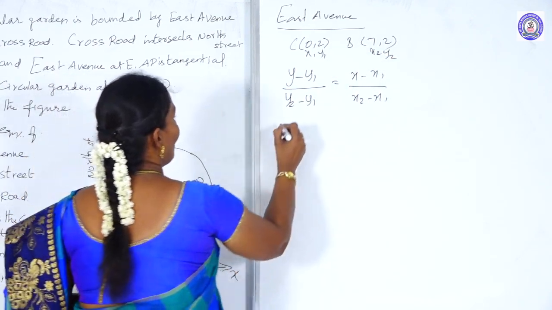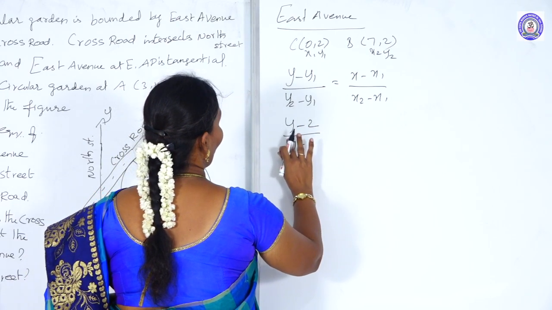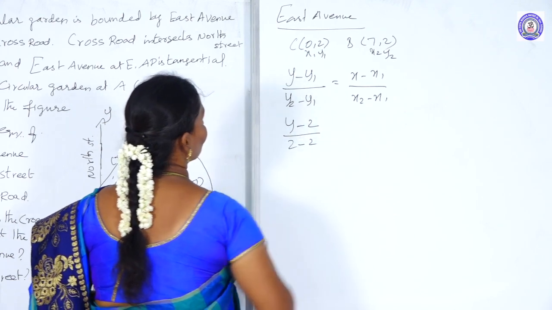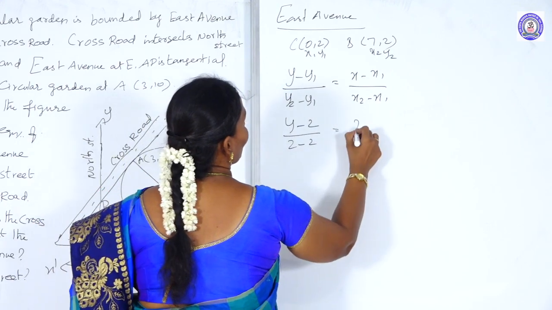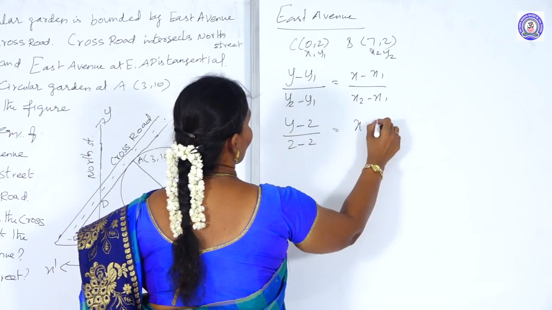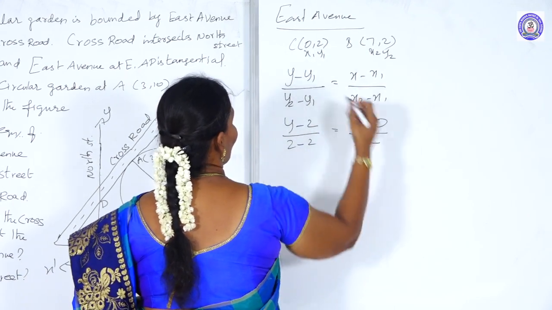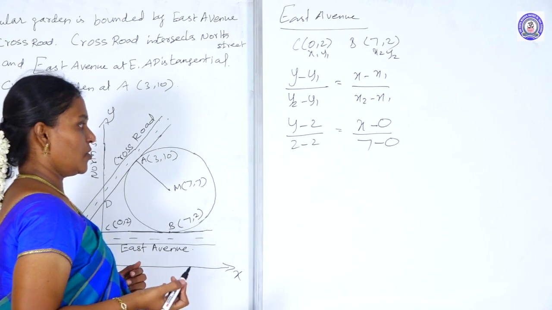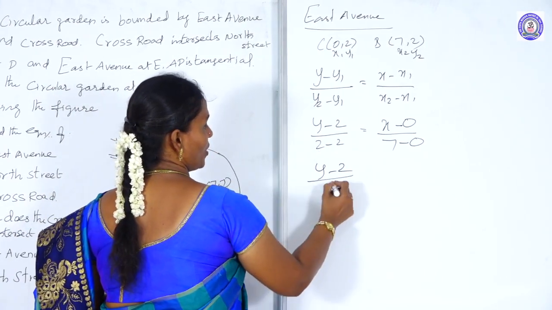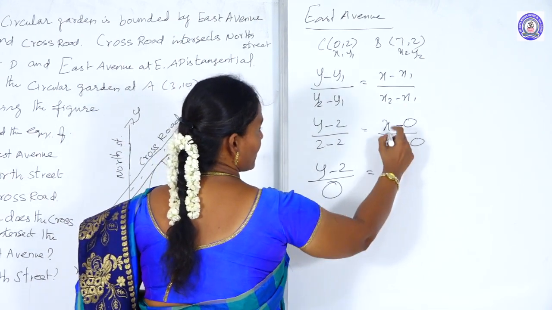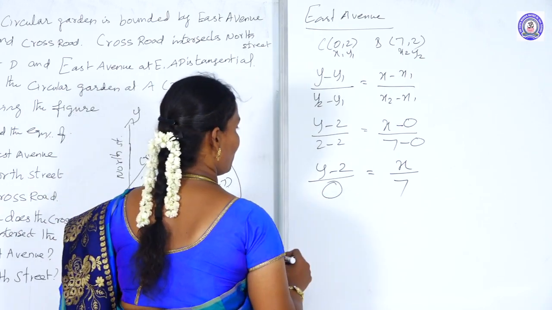Now substitute that: y minus 2 by 7 minus, see here y2 is 2, 2 minus 2, is equal to x minus x1, which is 0, by x2 is 7, 7 minus, what is x1? 0. Okay. Just you have to substitute. Then see, y minus 2 by 2 minus 2 is 0. Then x minus 0 is x by 7. Okay. Do the cross multiplication.